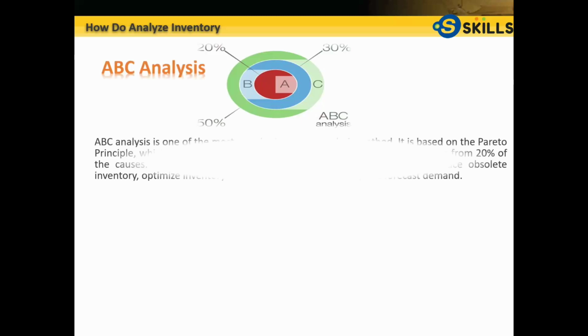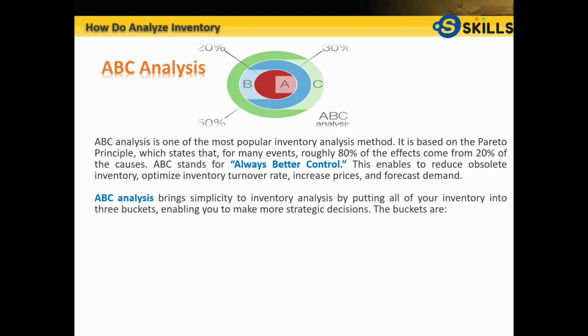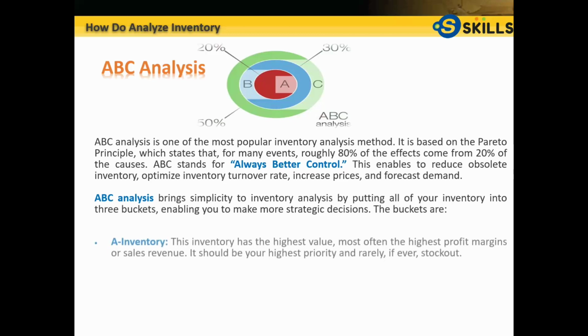ABC analysis. ABC analysis is one of the most popular inventory analysis methods. It is based on the Pareto principle, which states that for many events, roughly 80% of the effects come from 20% of the causes. ABC stands for always better control. This enables you to reduce obsolete inventory, optimize inventory turnover rate, increase prices, and forecast demand. ABC analysis brings simplicity to inventory analysis by putting all of your inventory into 3 buckets, enabling you to make more strategic decisions. The buckets are A inventory.